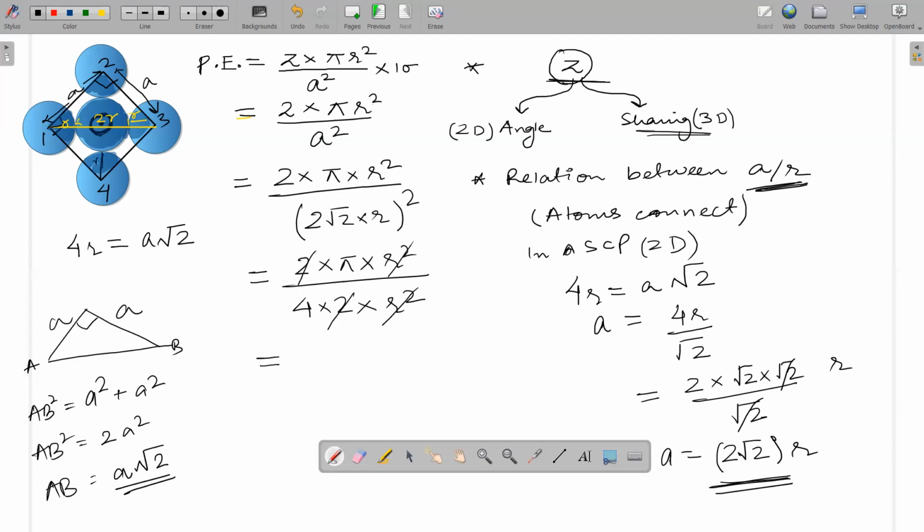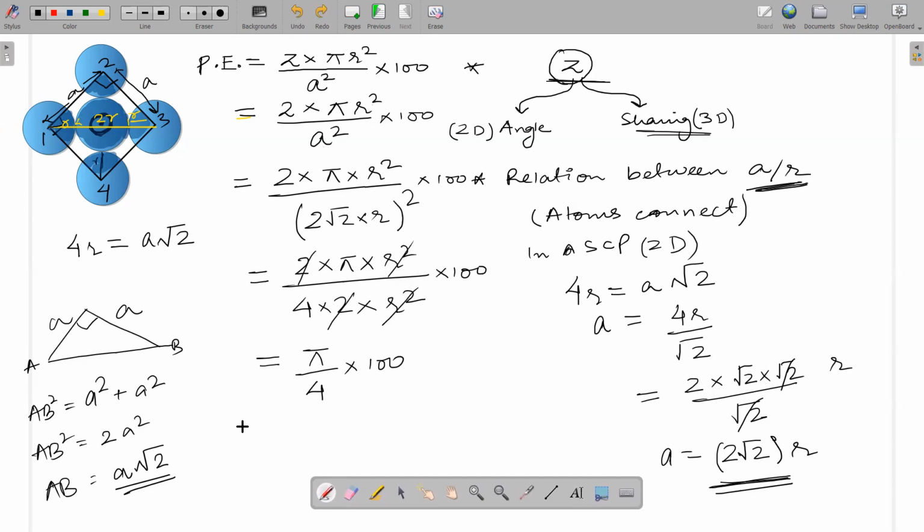Oh, sorry. I always forget this into 100. Please remind me whenever I forget this, okay? At the last step I have to put the 100 also. So pi by 4 into 100. Now calculate this and tell me what will be the packing efficiency.